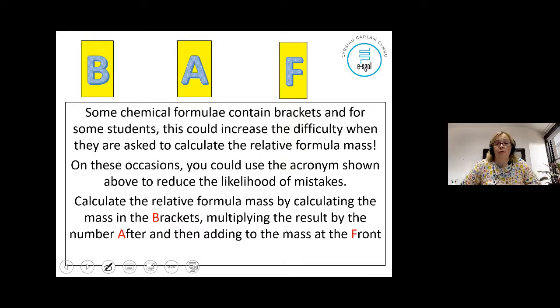So some chemical formulas will have those brackets, and if you then stick to the BAF rules outlined as follows: calculate the relative formula mass of whatever's inside the brackets. So that's the B in BAF. Then you multiply the result by the number that's after it. And then you add that total you've just calculated to the mass of anything that's in front of it. So BAF. Sounds confusing. It's better expressed as an example.